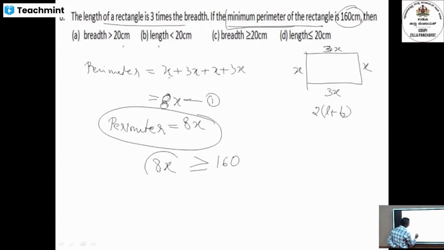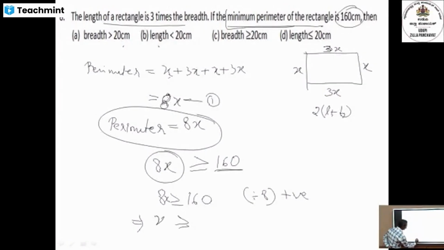So 8x should be greater than or equal to 160. So 8x greater than or equal to 160 means divide by 8. What happens? It is a positive quantity, so the inequality stays the same. x greater than or equal to 20 comes, correct? So x should be greater than or equal to 20.